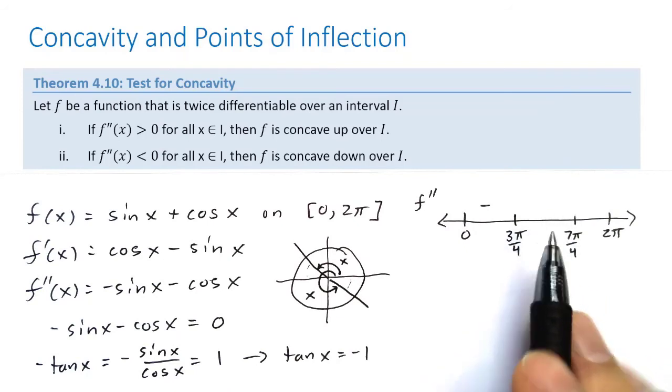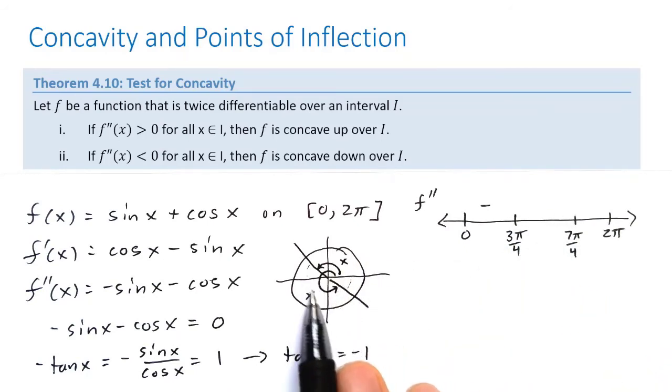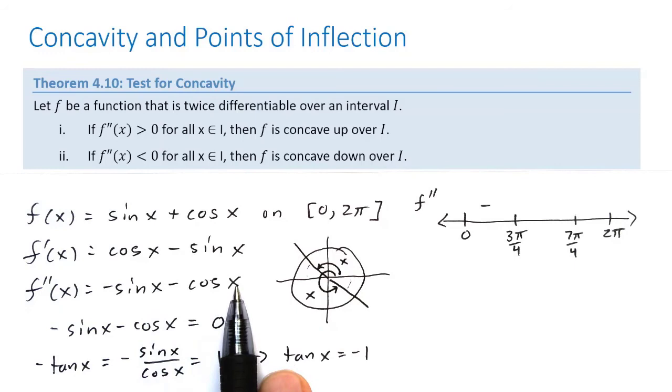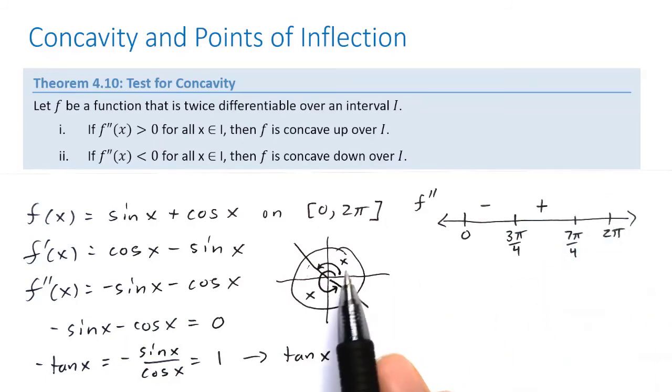Over here, I need an angle in between this and this, right? Well, what about this right here, pi, right? So I'll just plug in pi. Sine of pi is 0, and cosine of pi is negative 1. So I have 0 minus negative 1. That's positive. It's positive 1. And then between 7 pi over 4 and 2 pi, I need an angle in here, right?